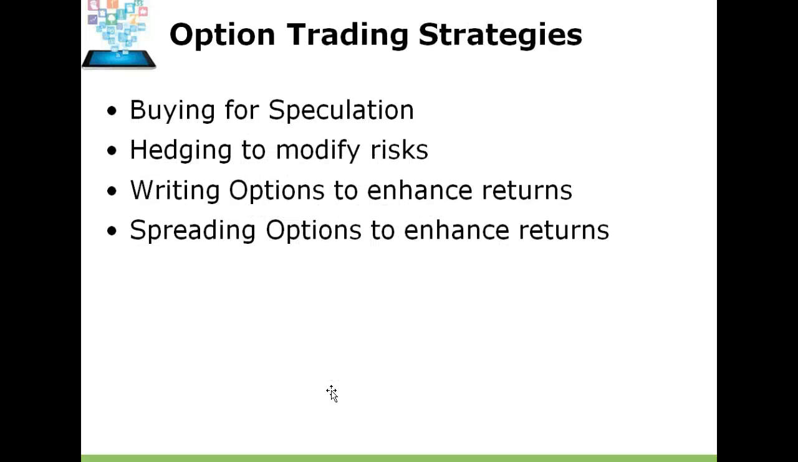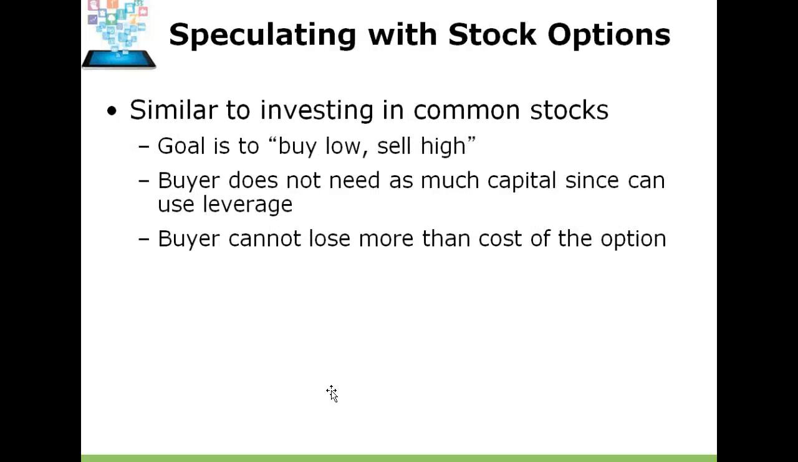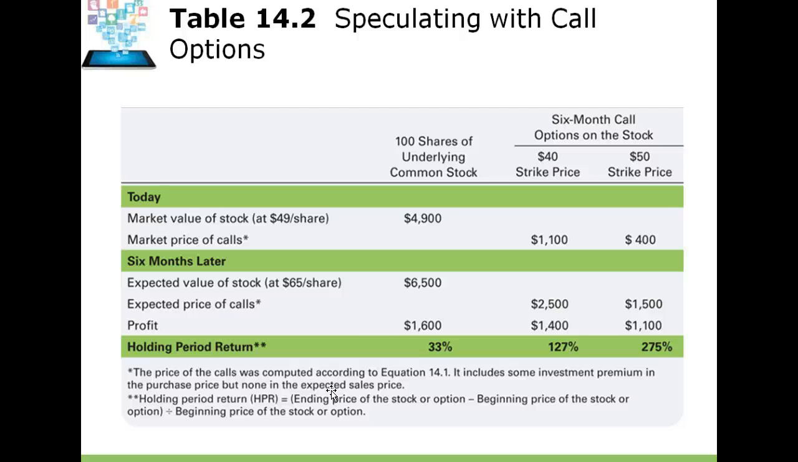So people use stock options for speculation, just to make money, to hedge their current positions, write options to make some additional income, or spread options to enhance returns. If you're going to use speculation, instead of buying the stock, you buy the option that represents the stock, and you will be risking less money. So that's a possibility. And this is just an example of speculating and the returns you can make from a $40 strike price versus a $50 strike price.